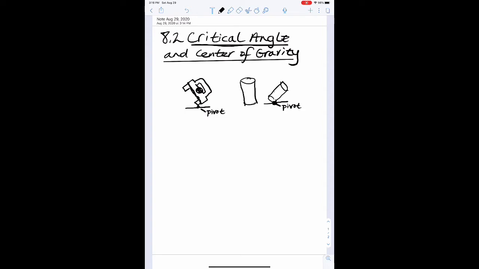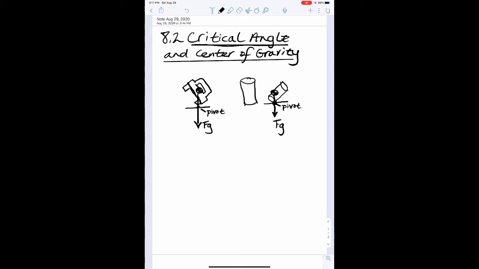And we know that to be true because there's a point on the pop can or on the car where all of its mass acts, and this force of gravity is directed through the pivot. And any force through the pivot does zero torque.